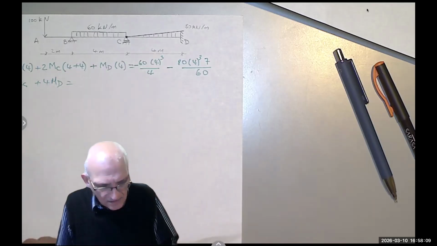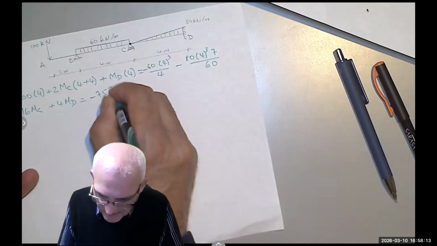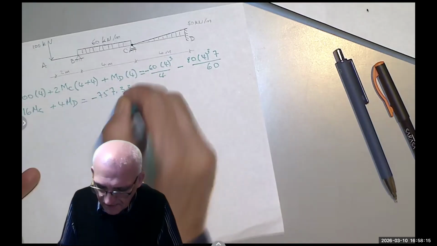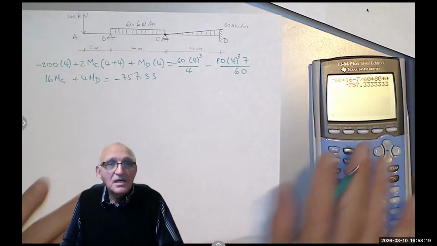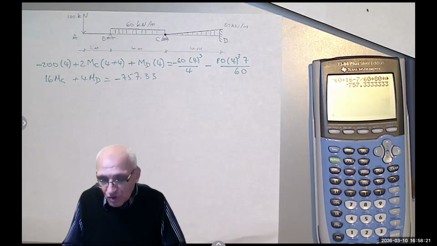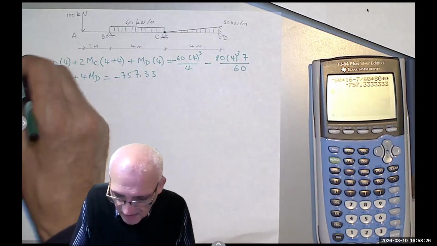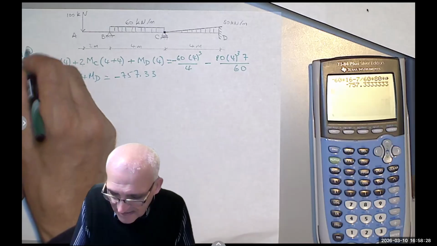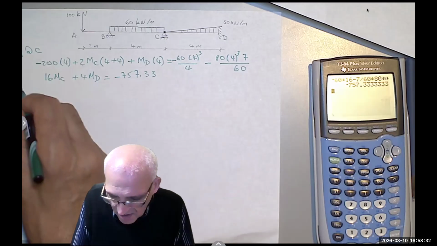Does that make sense? Yeah, I get negative 757.33. That's the first equation. Because I have two unknowns, I'm going to rewrite. So here was the 3-moment equation at C. Here I'm going to write the 3-moment equation at D.